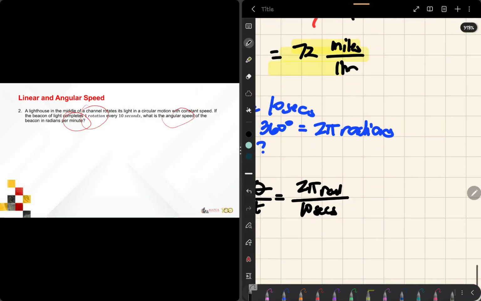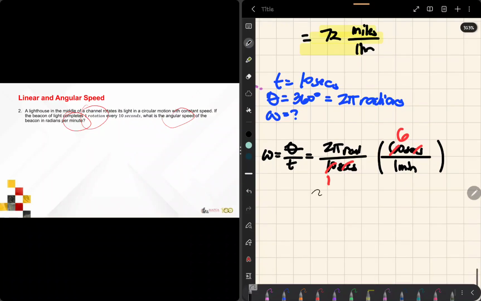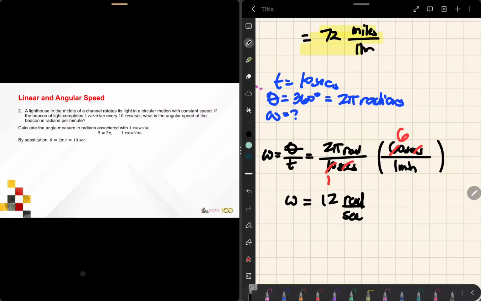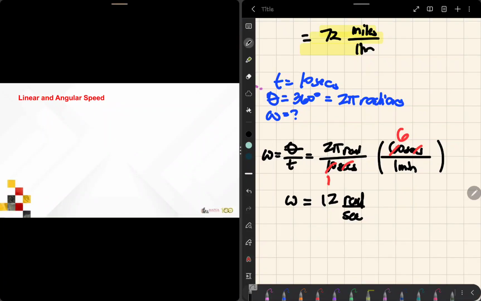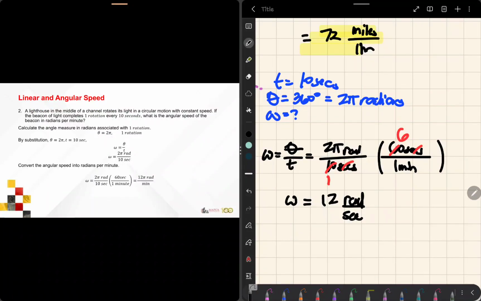So we have to convert these 10 seconds into minutes. So we all know that for every 60 seconds, we have 1 minute. So we can cancel the seconds. So we can also divide this by 10. We have 1 divided by 10, and 60 divided by 10 we will get 6. So now we can get our angular speed, we have 2 pi times 6 is equal to 12 pi radians per minute. So this will be our final answer.